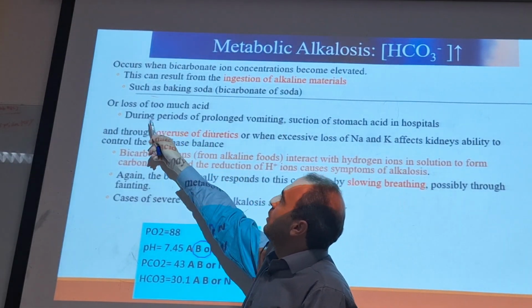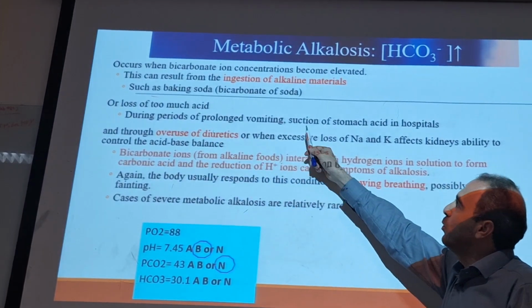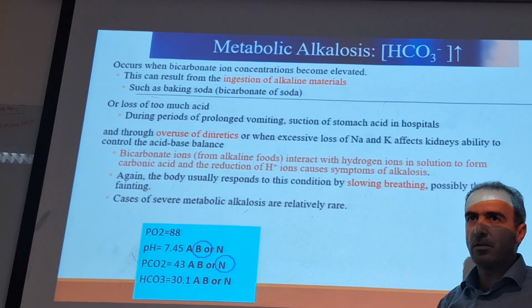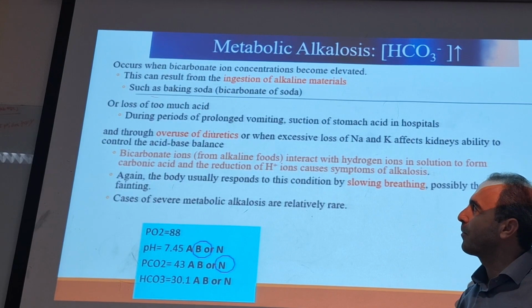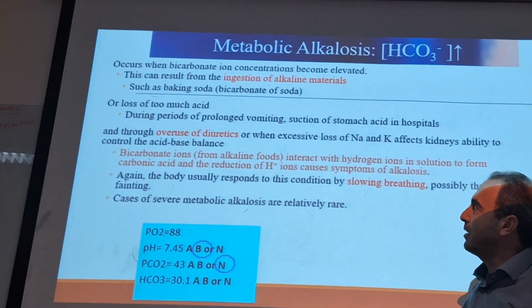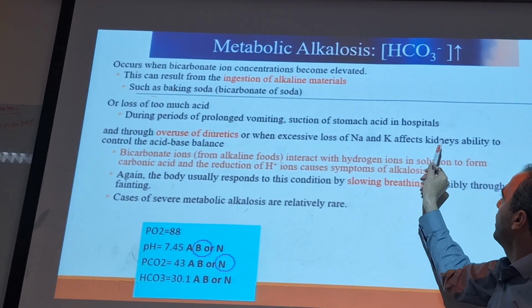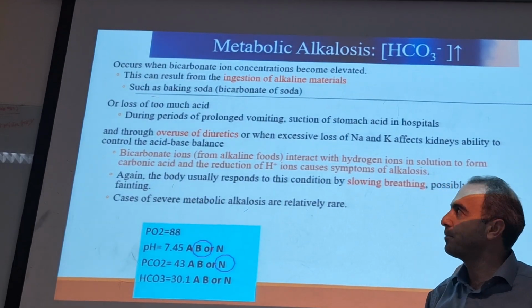Or actually losses of too much acid during prolonged vomiting, or suction of stomach acid in a hospital. We lose a lot of acid, so bicarbonate is increased. And also through the overuse of diuretics, when the excessive use of sodium and potassium affects the kidney's ability to control the acid-base balance.